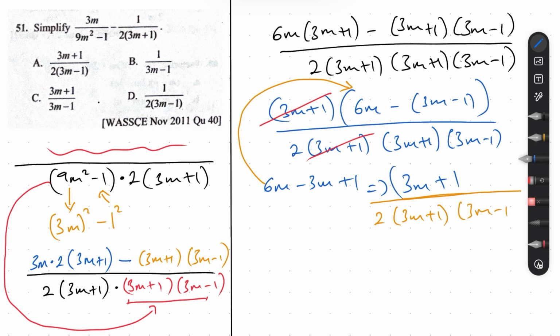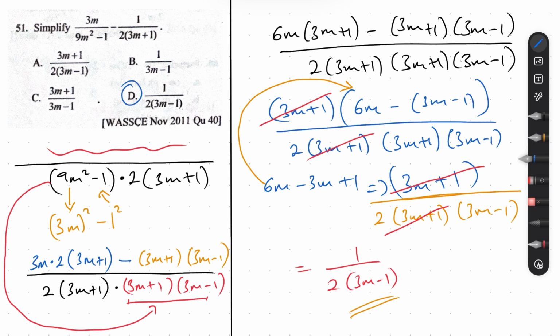Okay, do you see something else? Yes, we can still cancel now. This 3m plus 1 can still cancel this 3m plus 1. Now finally we have 1 over 2 3m minus 1. Okay, all right, so that is our answer, because we can't simplify any further. Now let's look at our solutions and see if we have that inside. Yes, we have it. That is D.